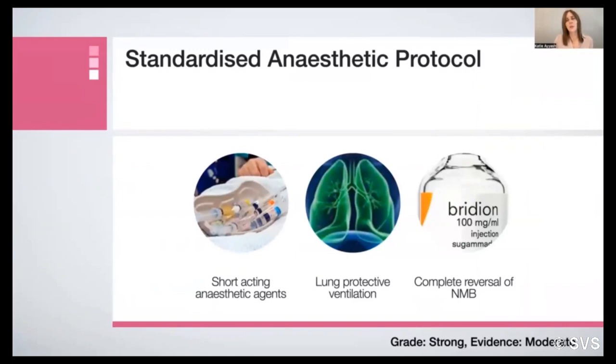We recommend using lung protective ventilation, so that is low tidal volumes of 6 to 8 mL per kilo, PEEP of 5 to 7 centimeters of water, and regular lung recruitment maneuvers. It's really important to make sure that your patients are adequately reversed at the end of surgery.